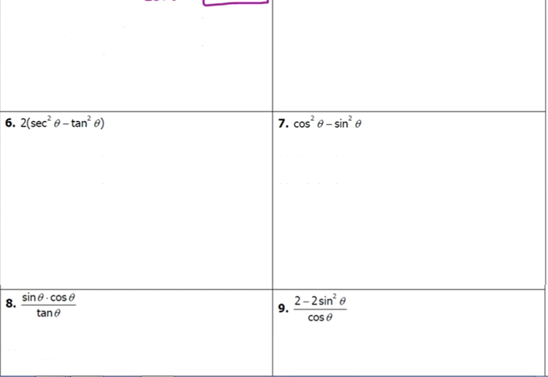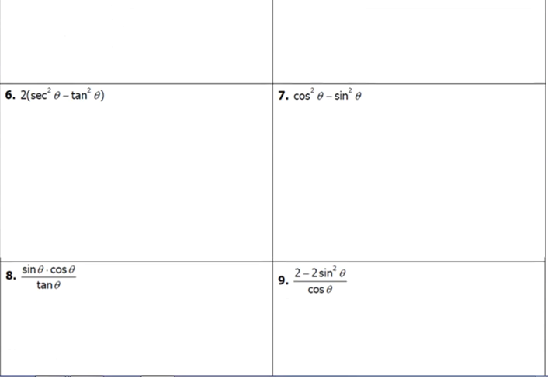Okay, let's look at number 6. 2 times the secant squared of theta minus tangent squared of theta. So anytime you see squares, you should be thinking the Pythagorean identities. Okay, so when I look at the Pythagorean identities, I'm going to write this over to the side. This is not me simplifying. This is me taking the Pythagorean identity, tangent squared of theta plus 1 is equal to secant squared of theta.